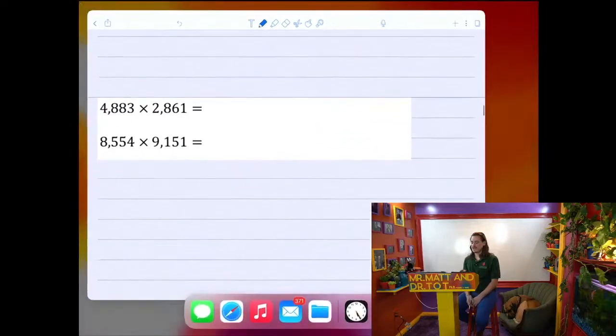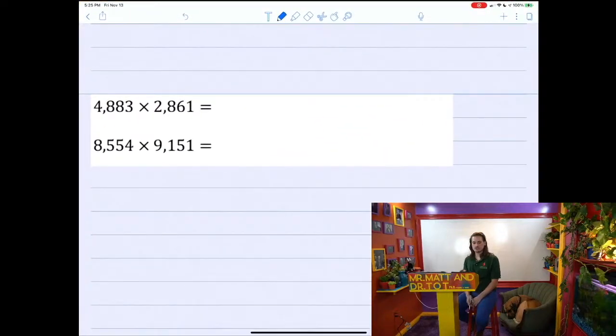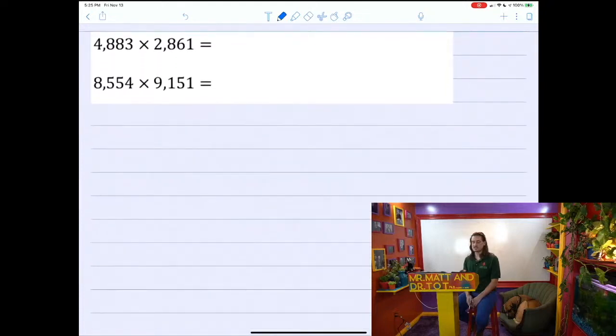So next we're going to look at some 4-digit by 4-digit values. This is going to be the same exact process, but in the last step, you're going to need 3 leading placeholders of zeros. So when you multiply by the thousands place, that needs to already have 3 zeros in it in the last line. But I'm going to give you 3 minutes. Look at 4,883 times 2,861. And the second problem is 8,554 times 9,151.